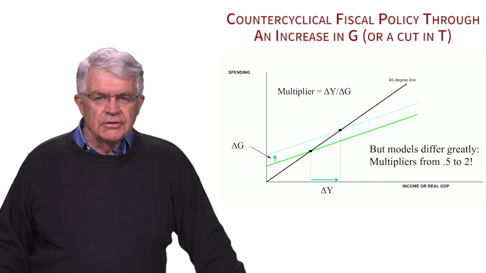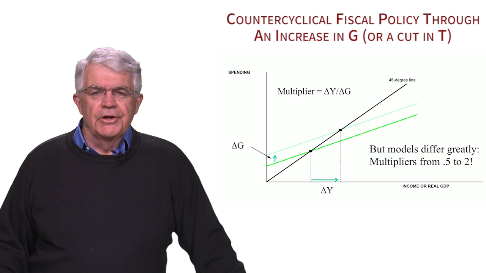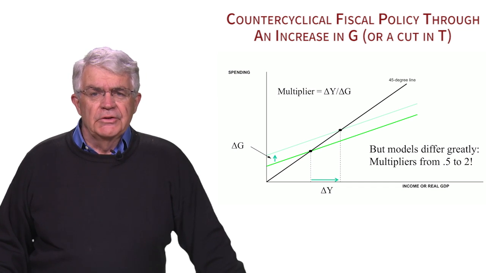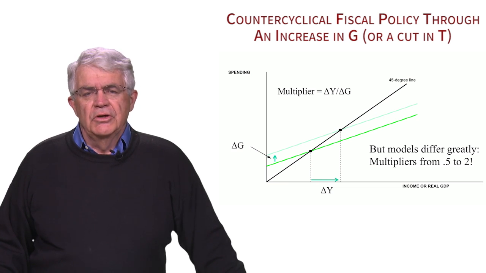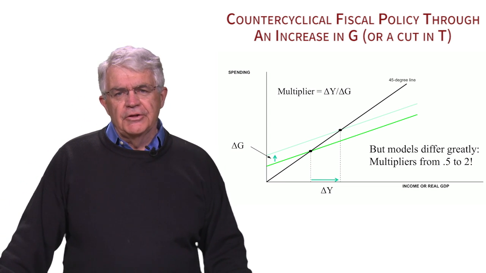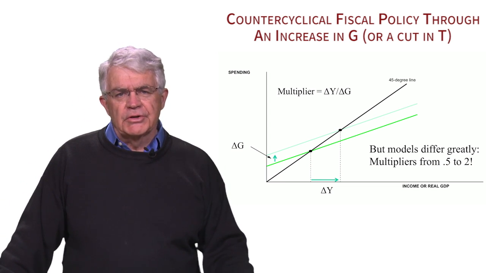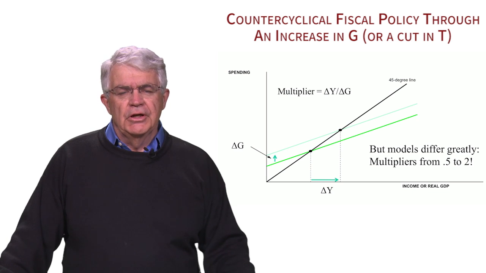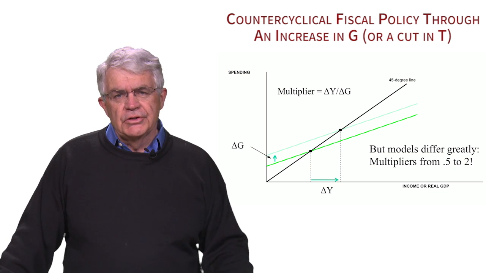However, there's not necessarily agreement amongst economists about how much larger. In fact, models differ greatly. Sometimes economists find the multiplier as low as 0.5. Sometimes they find it as high as 2. So that's one of the things that makes discretionary fiscal policy difficult. We don't really know the impact precisely of a particular change in, say, government spending on GDP.